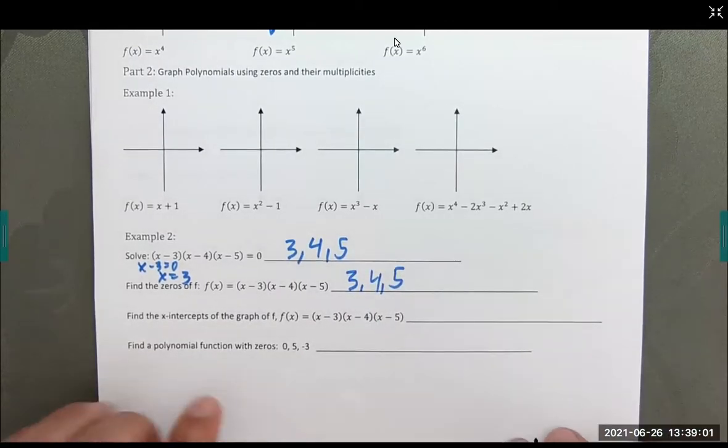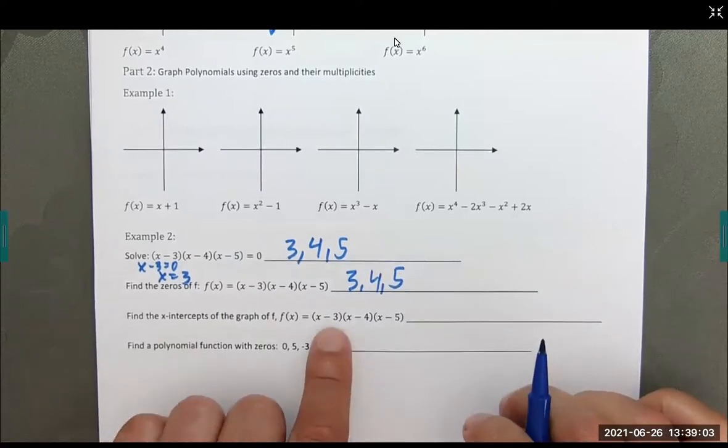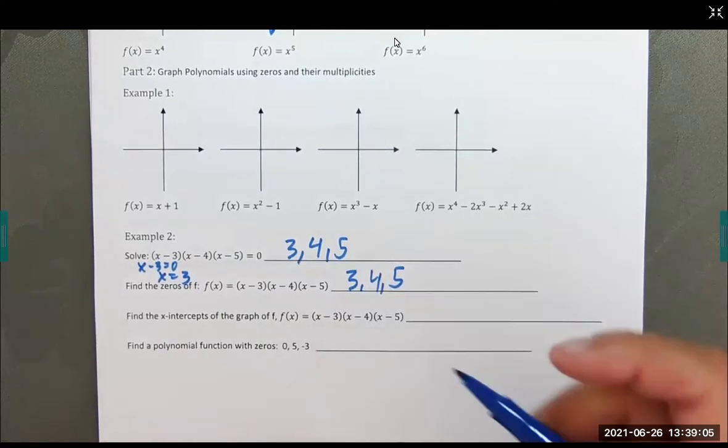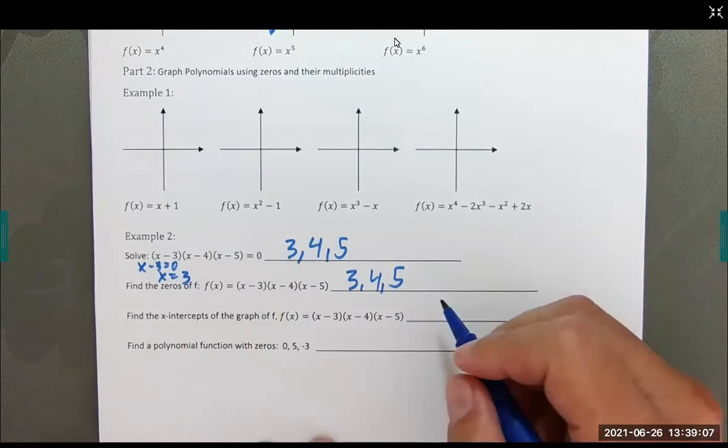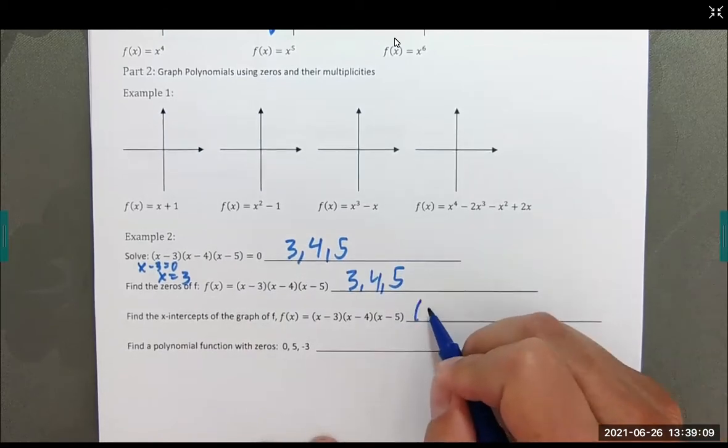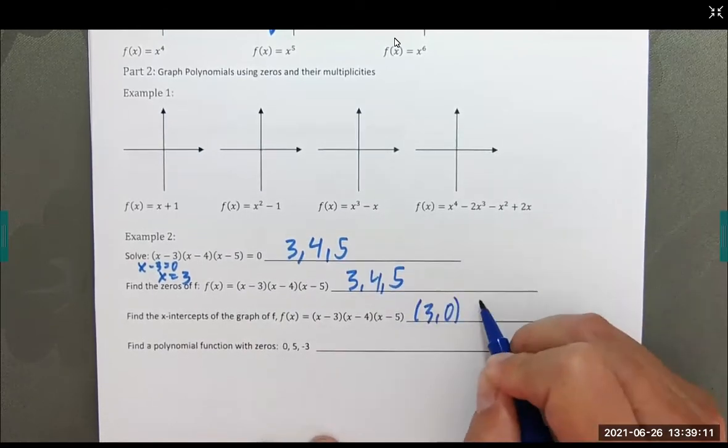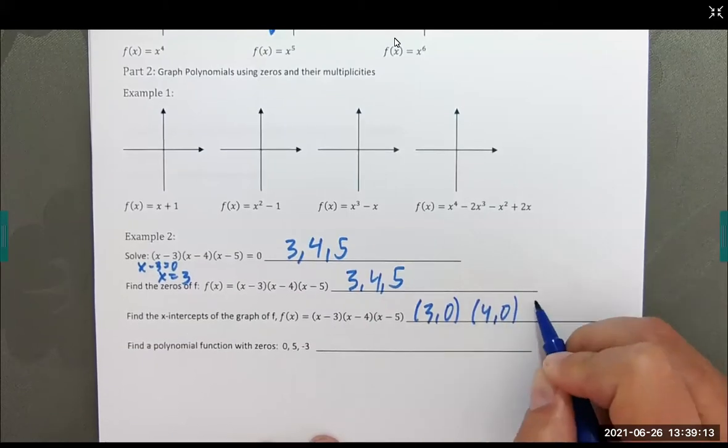If we were to say find the x-intercepts for this function, it means exactly find the zeros or set the whole thing equal to 0. I'm going to write these as points though. So this is (3, 0), (4, 0), and (5, 0).